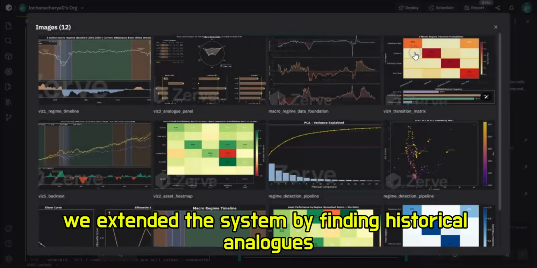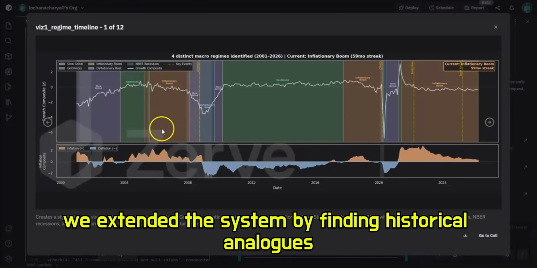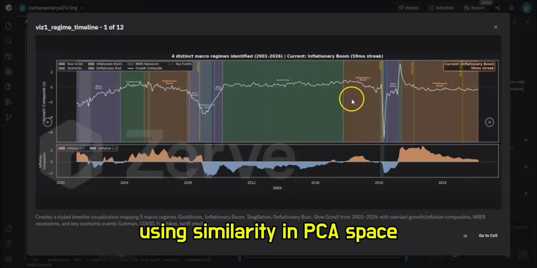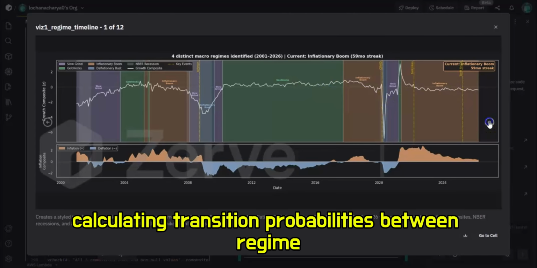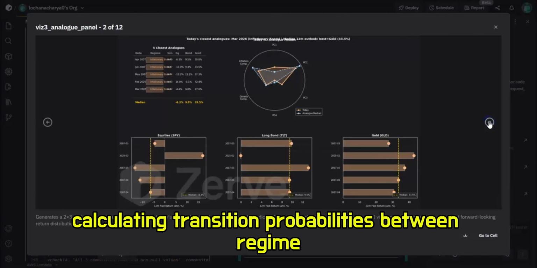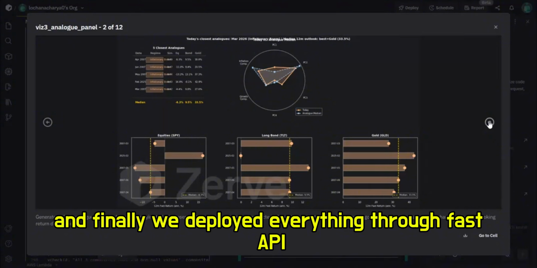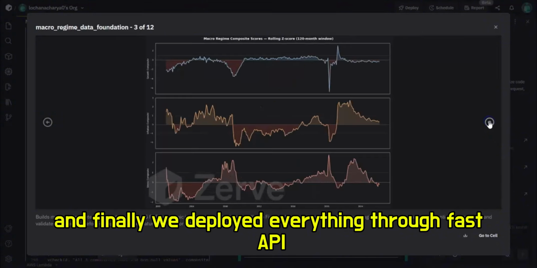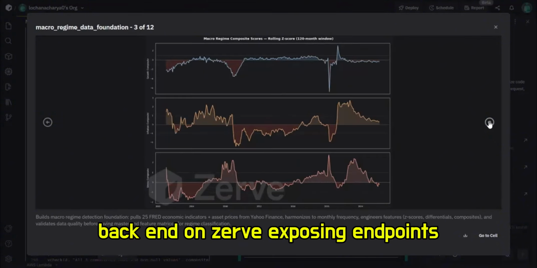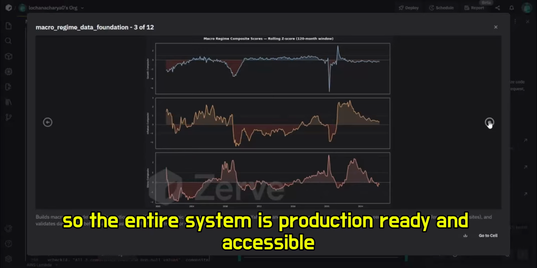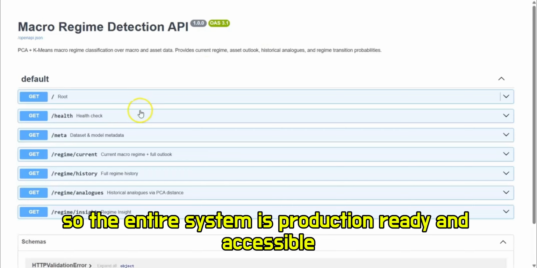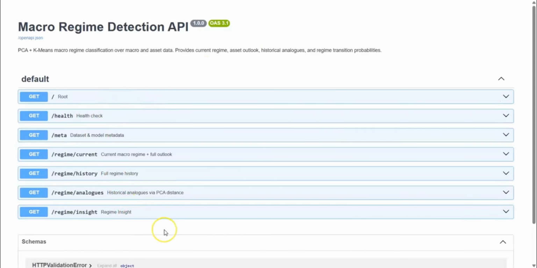Then we extended the system by finding historical analogs using similarity in PCA space, calculating transition probabilities between regimes, and finally we deployed everything through a FastAPI backend on Jerb, exposing endpoints. So the entire system is production ready and accessible.